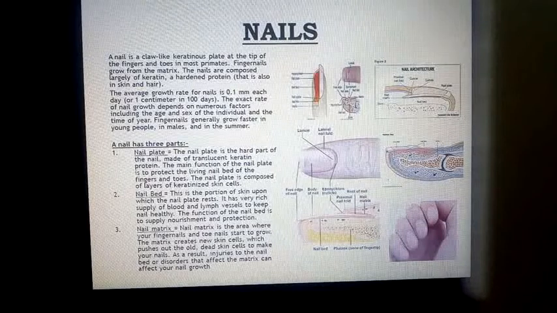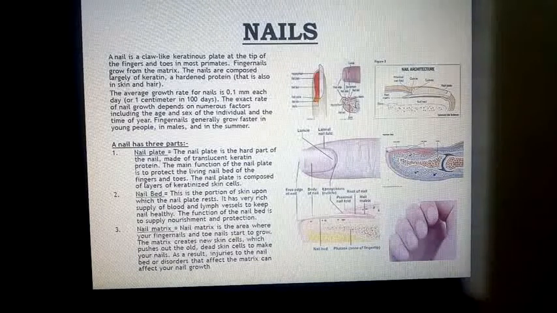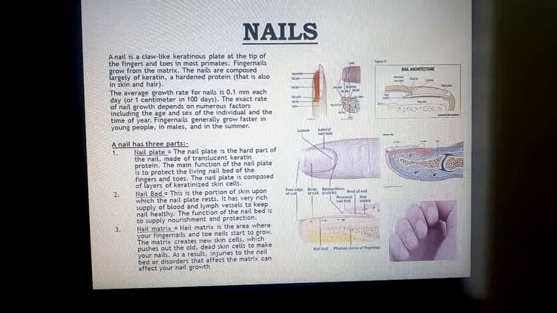The average growth rate for nails is 0.1 millimeter each day or 1 centimeter in 100 days. The exact rate of nail growth depends on numerous factors including the age and sex of the individual and the time of year. Fingernails generally grow faster in young people, in males and in the summer.